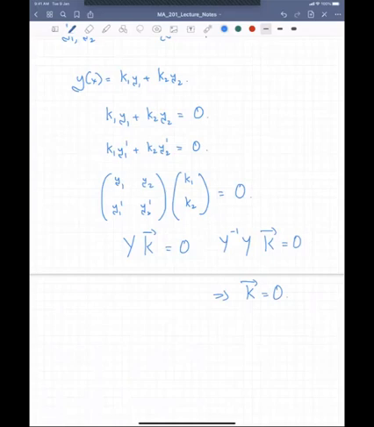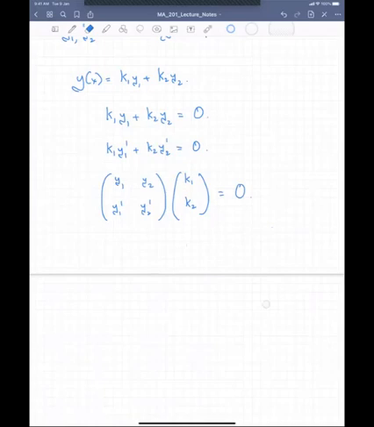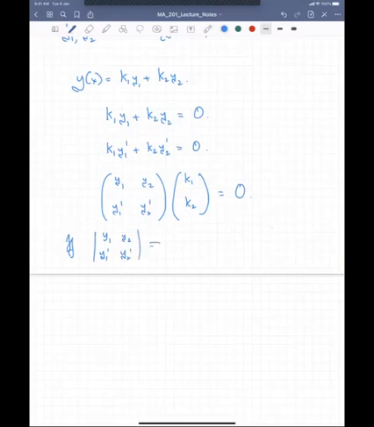Which means if the inverse of this matrix exists, then the only solution possible is k1 equals 0, k2 equals 0. But the inverse can only exist if the determinant is non-zero. So if the determinant is non-zero, then the only solution is k1 equals k2 equals 0. If the determinant is 0, then I can have non-zero k1 and k2 for which this equation is valid. So if the determinant of y1, y2, y1 prime, y2 prime is not 0, then I should necessarily have k1 equals k2 equals 0 for the above equation to be valid.